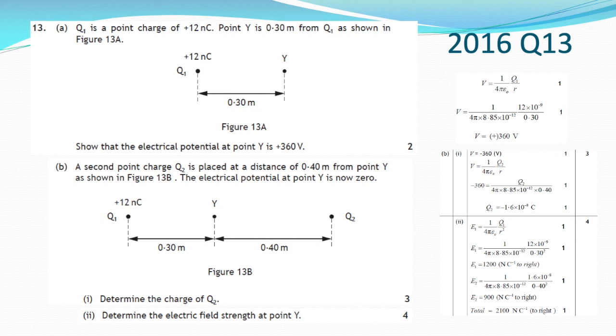If we work out the electric field strength due to charge number 2, and you substitute all the values into the electric field strength relationship, you get 900 newtons per coulomb, but that will also be to the right because Q2 is negative and it will therefore attract a positive charge that's placed at point Y. So if we add the two of them together, the vectors are in the same direction. So 1200 plus 900 gives us 2100 newtons per coulomb to the right. 4 marks. That's pretty difficult. Make sure you try a few examples.